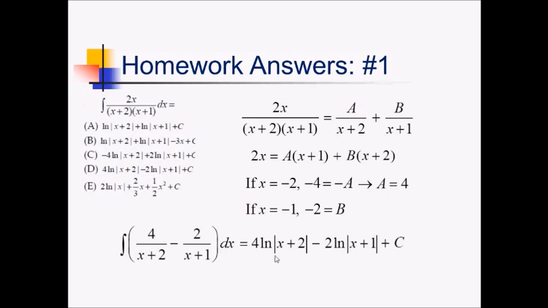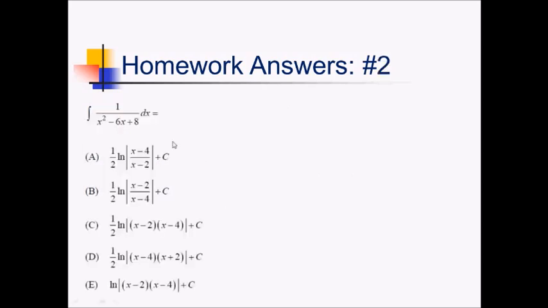This is going to match up with, let's see here, looks like answer choice D. We have 4 ln, we have minus 2 ln. The right stuff is inside. Yep, choice D. For this problem, I'm trying to take the antiderivative of this rational expression.